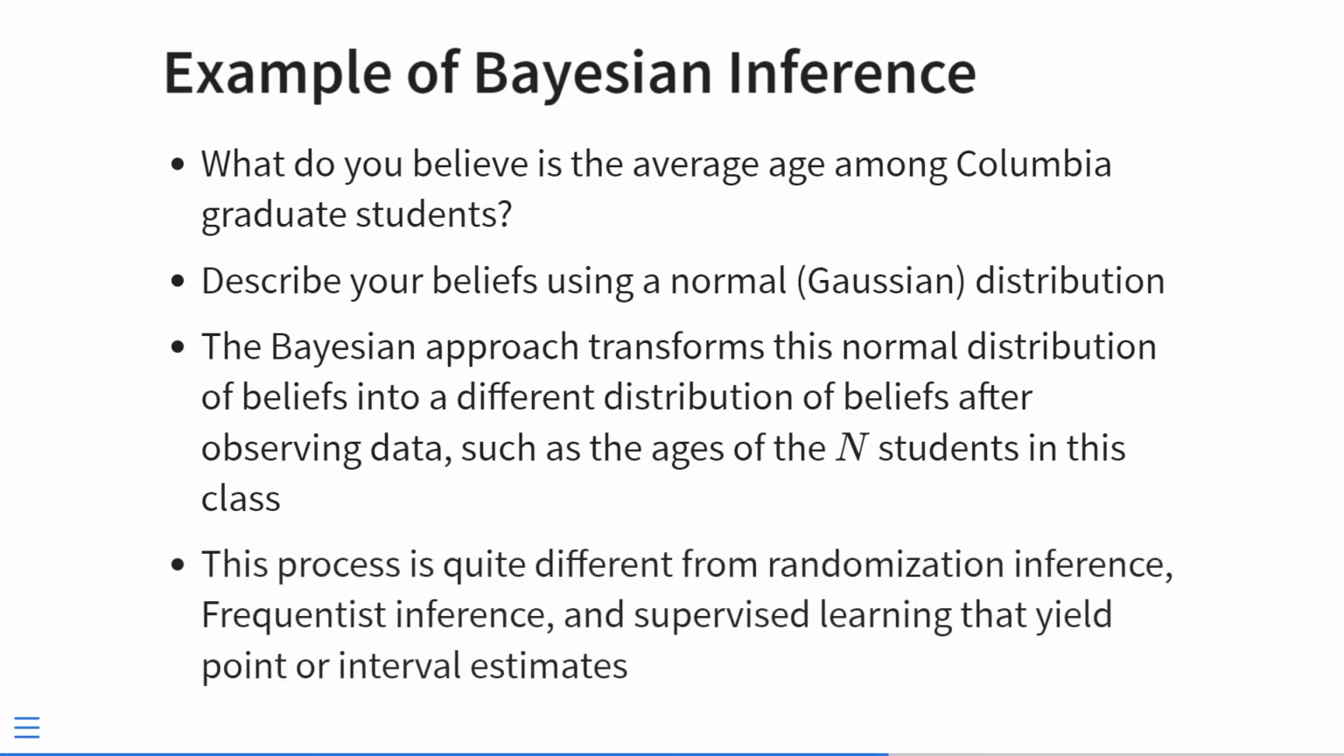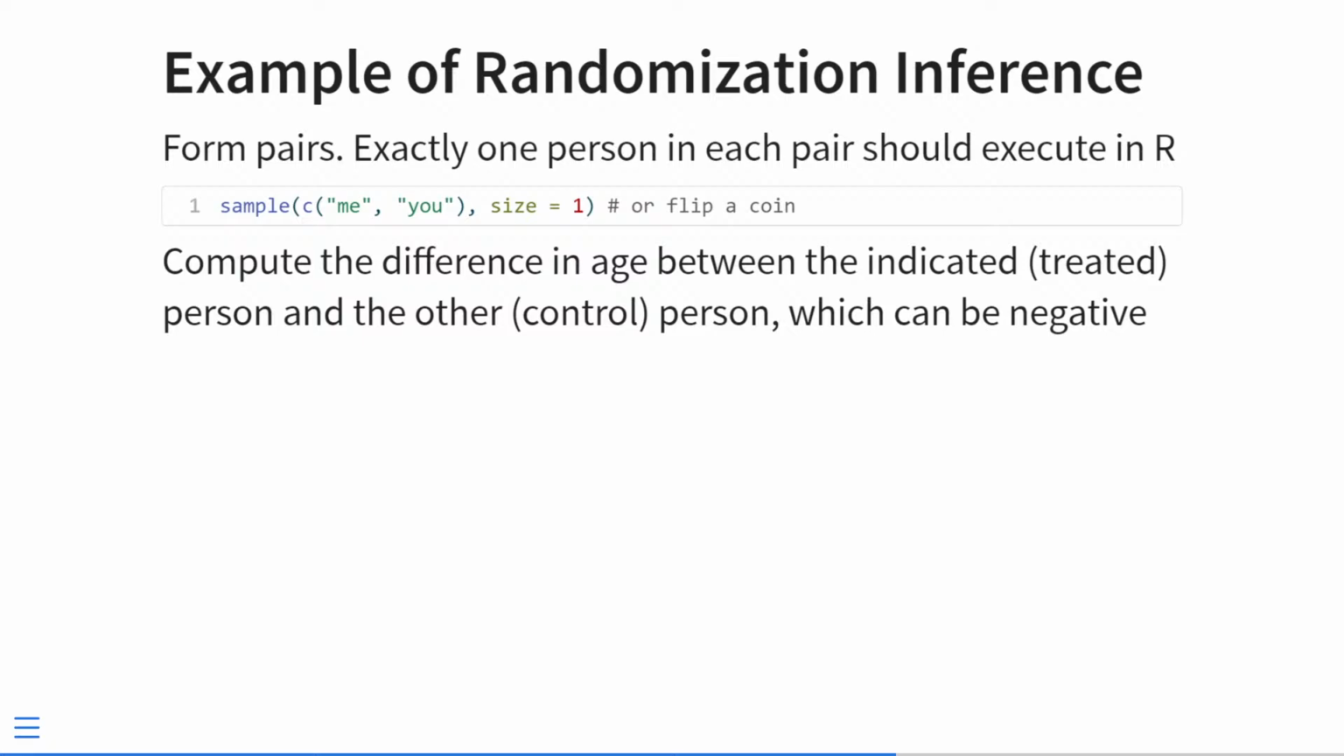But that process is quite different from other forms of quantitative inference, in particular randomization inference, which is also known as design-based inference, frequentist inference, supervised learning, and other things that yield point or interval estimates, as opposed to the Bayesian approach, where the output is a probability distribution, rather than a point or an interval or anything else. It's a distribution. And you can see these other forms of inference contrast with that. So here's an example of randomization inference.